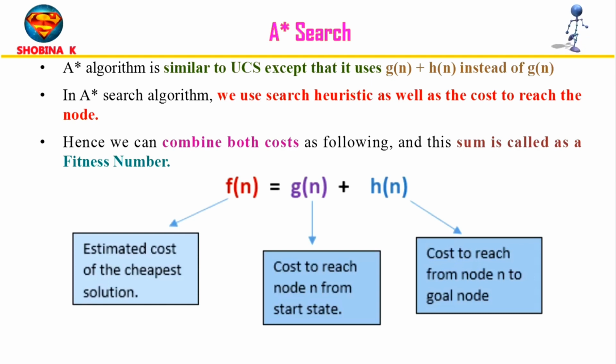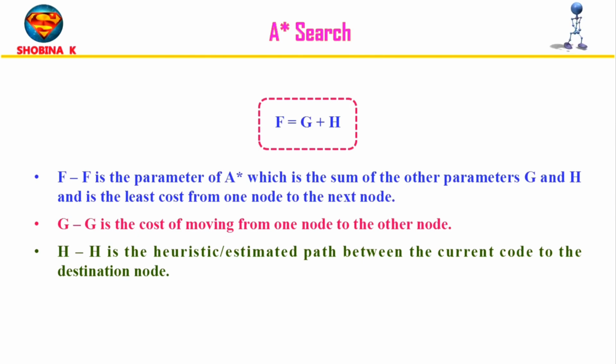H of n is known as forward cost, while g of n is backward cost. The forward cost estimates the distance between the current node and the goal node. The backward cost is used to establish the overall cost between the node and the root node. And it is implemented using a priority queue by increasing f of n. There is one formula that you need to remember, which is the heart and soul of this algorithm. F is equal to g plus h.